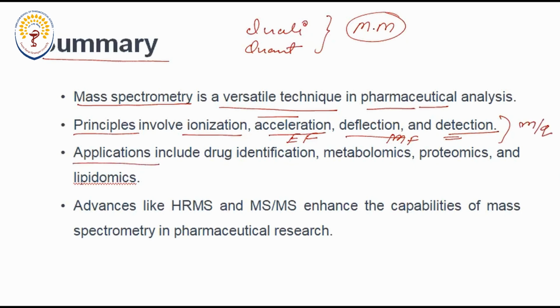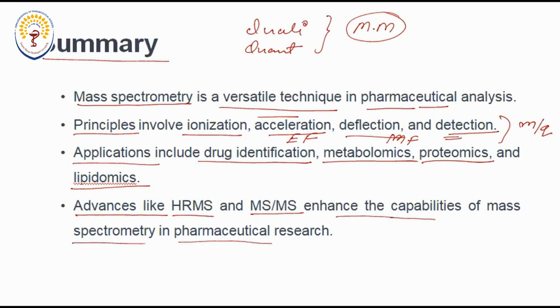Now what are the applications? You have also studied the applications of this technique. It can be used for drug identification. It can be used in metabolic studies, where you are studying different metabolites. You are studying in proteomics, and also in lipidomics. There are advanced techniques. You have heard the names like HRMS and MSMS, and these methods enhance the capability of mass spectrometry in pharmaceutical research.